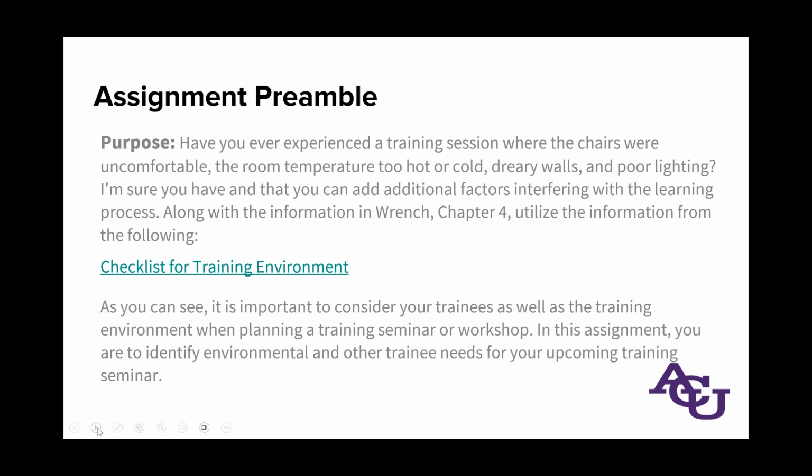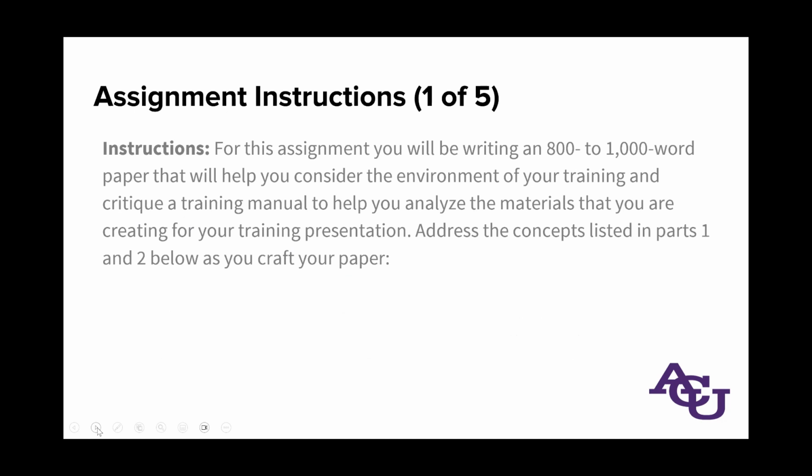training seminar or workshop. In this assignment, you are to identify environmental and other trainee needs for your upcoming trainee seminar. Instructions. For this assignment, you will be writing an 800 to 1,000 word paper that will help you consider the environment of your training and critique a training manual to help you analyze the materials that you are creating for your own training presentation. Address the concepts listed in parts 1 and 2 below as you craft your paper.